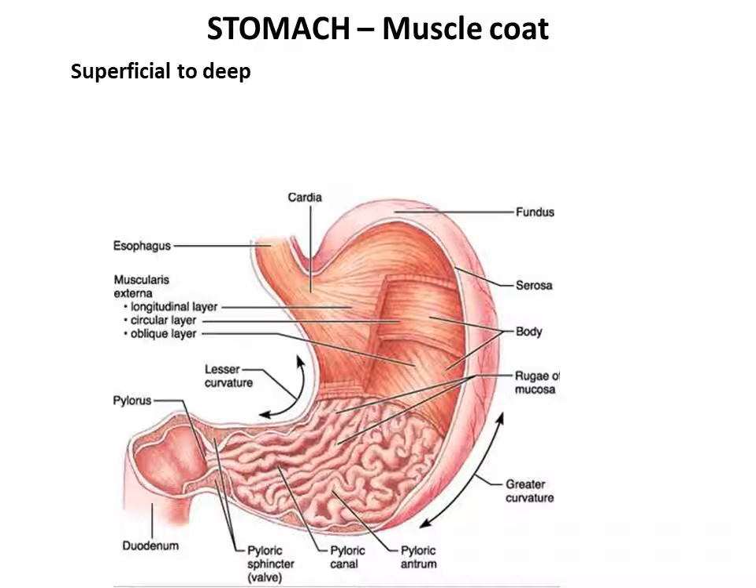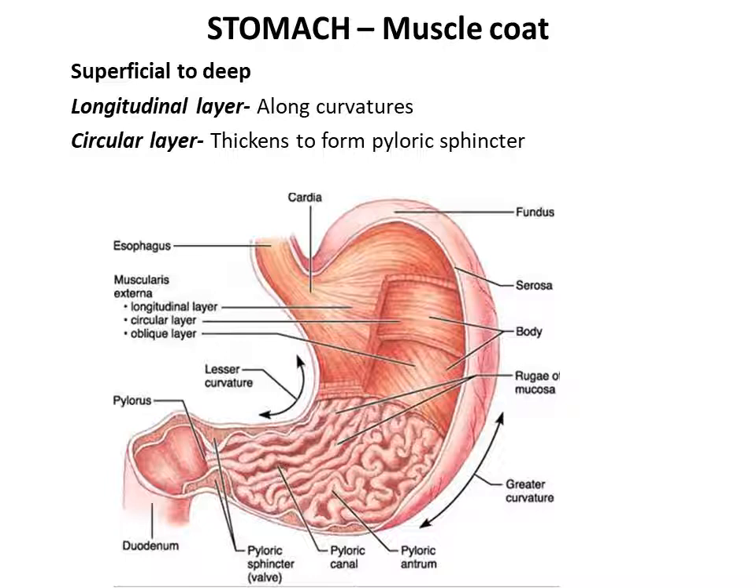The muscle coat of the stomach. It consists of 3 layers of muscle. From superficial to deep they are: the outermost is the longitudinal layer, which is along the curvatures of the stomach. The middle layer is the circular layer. It is this layer which thickens to form the pyloric sphincter. And the innermost layer is made up of oblique muscle fibers, which are mainly responsible for forming the gastric canal.